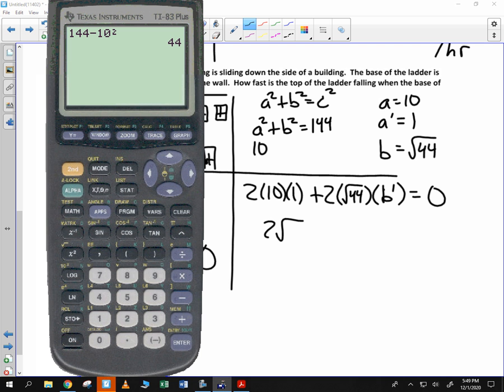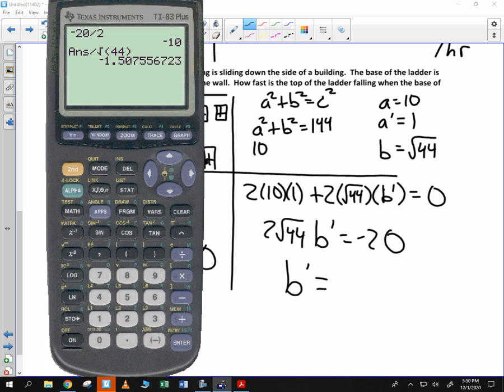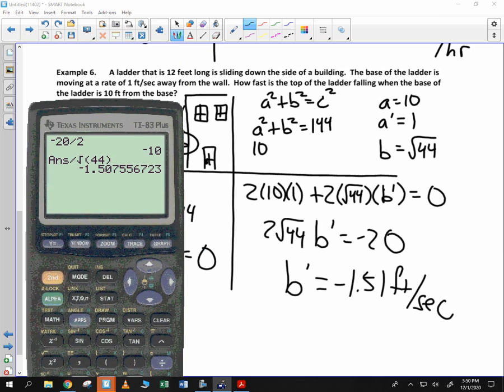So I have 2 roots of 44. B prime is equal to negative 20 when you add that over. So we're going to take negative 20, divide by 2, and divide by the square root of 44. And we get B prime is equal to negative 1.51 feet per second. That's how fast that's falling down the wall.